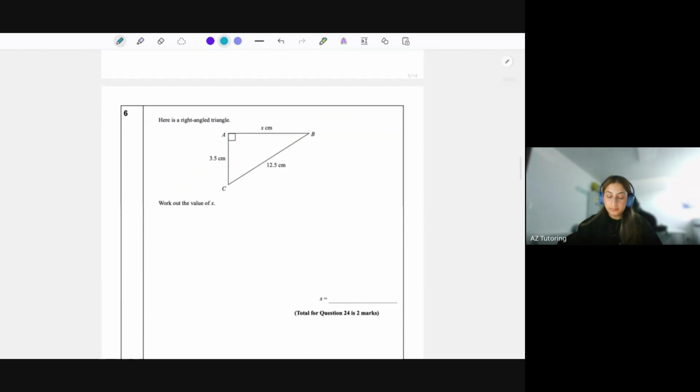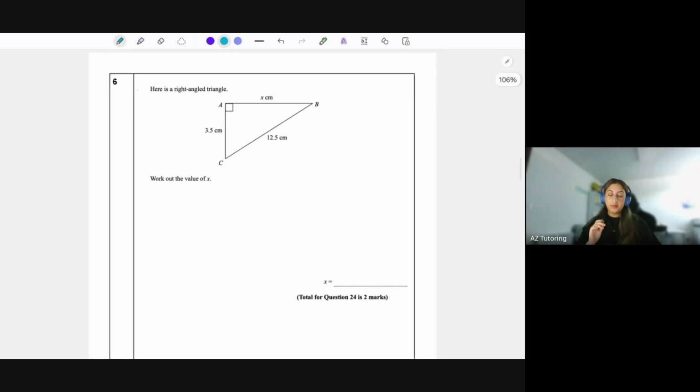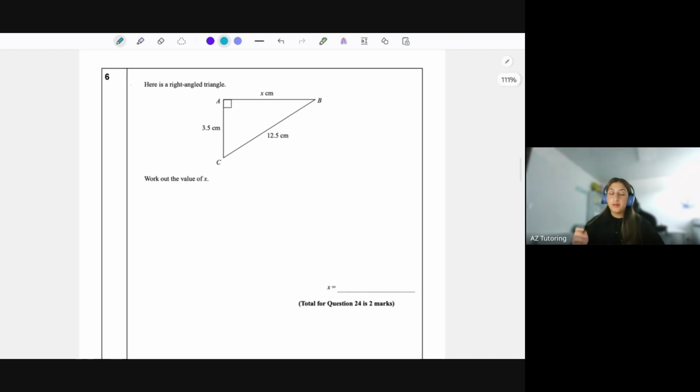So moving on. Here is a right angle triangle. Work out the value of x. So one thing to always check when you have a right angle triangle is either you're going to be using Pythagoras or you're going to be using SOH CAH TOA. The only difference is for Pythagoras, you're only working out lengths. For SOH CAH TOA, it involves lengths and angles. So in this case here, we don't have any angles, and we are finding a missing length, so we are going to be doing Pythagoras.